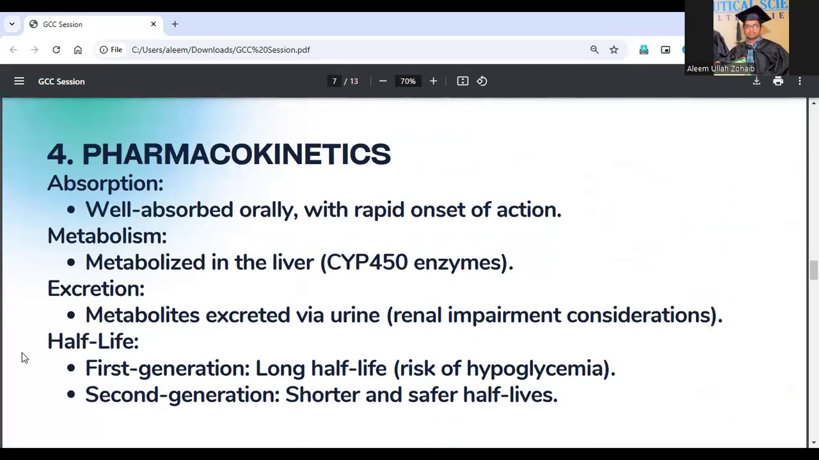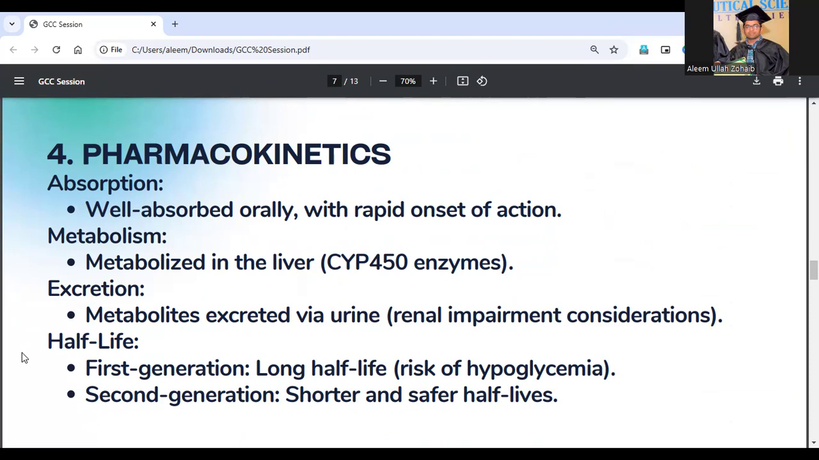Pharmacokinetics: well absorbed orally with rapid onset of action. Metabolism: it is metabolized by the liver, by cytochrome P450 enzymes. Cytochrome P450 is a system of enzymes that can be induced or inhibited.